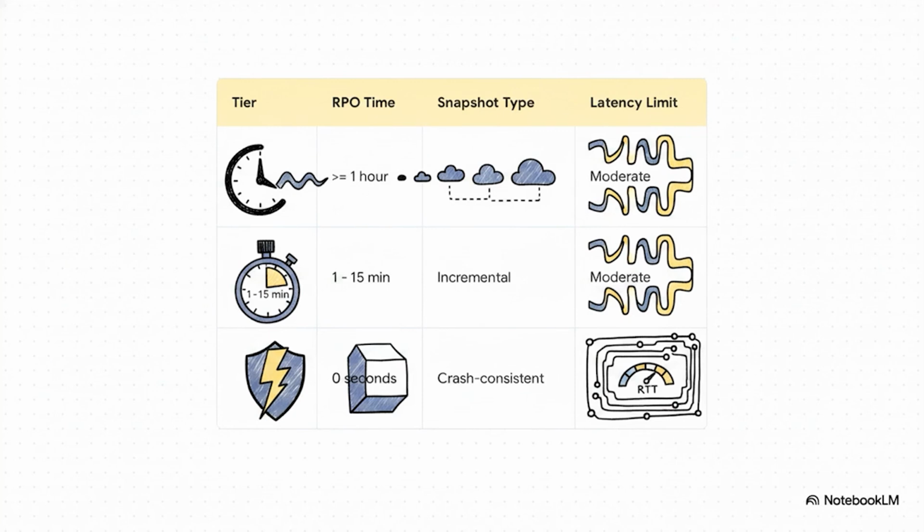Finally, Section 6, Key Facts to Memorize, the cheat sheet. Seriously, take a screenshot of this table right now. This is your holy grail for this topic. Just to recap, asynchronous is 1 hour or more. NearSync is strictly 1 to 15 minutes. Both of those use incremental snapshots and can handle moderate network latency. But synchronous, that is exactly 0 seconds RPO, its automated recovery points are crash consistent only, and it absolutely demands under 5 milliseconds of RTT latency. Master the nuances in this matrix, and you're going to breeze through the replication questions.